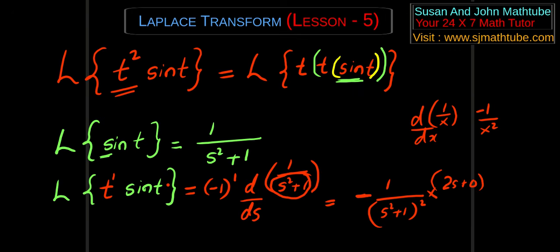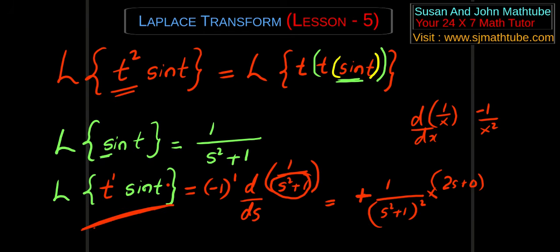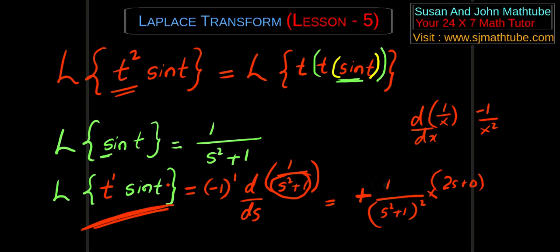Wait a minute, we had one negative outside, right? Minus on the whole power 1. So this will be plus. I hope you understood that. Okay, anyway, I'm going to write that Laplace of t into sine t. That is what we found here, right? What's the final answer? Yeah, 2s by s square plus 1 the whole square. And I hope you're okay with differentiation.